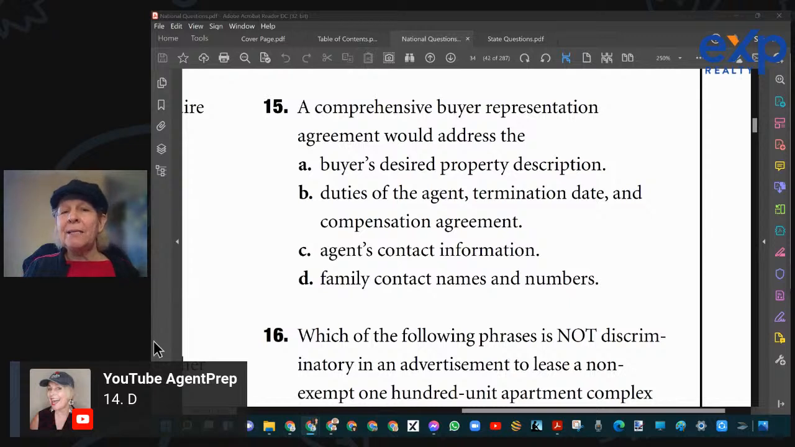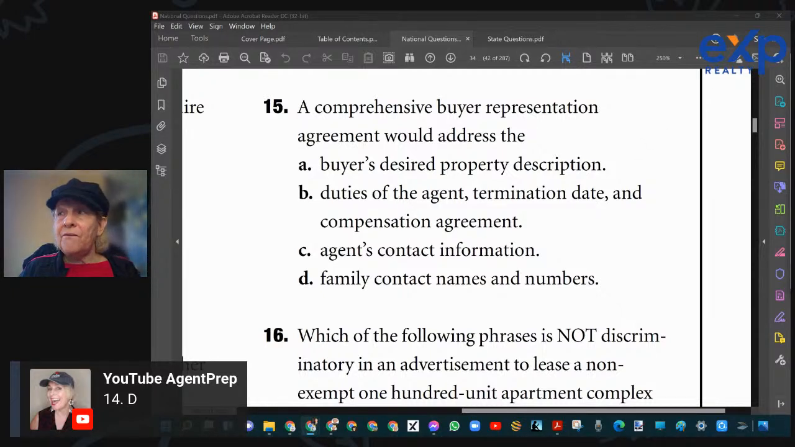All right, 15. A comprehensive buyer representation agreement would address the what? A, buyer's desired property description. B, duties of the agent, termination date, and compensation agreement. C, agent's contact information. D, family contact numbers and names and numbers. So what is a buyer's representation agreement? Buyer broker representation agreement, or buyer tenant representation agreement. So when we're representing a buyer, we want to have them sign a buyer rep agreement so that we can provide them with all of our fiduciary duties, having an agency relationship, right?